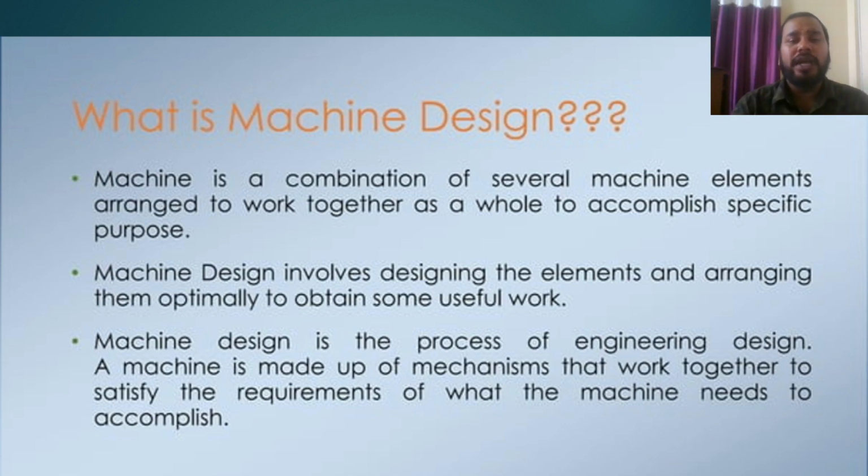So next, what is a machine design. Now machine design involves designing the elements and arranging them optimally to obtain some useful work. Okay. So when we design some elements to get the useful work, that is called machine design, or it is the process of engineering design. A machine is made up of different mechanisms that work together and satisfy our requirement, or we can say we will minimize our human effort.